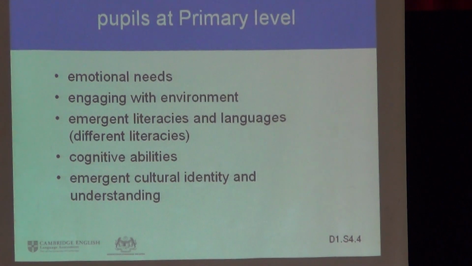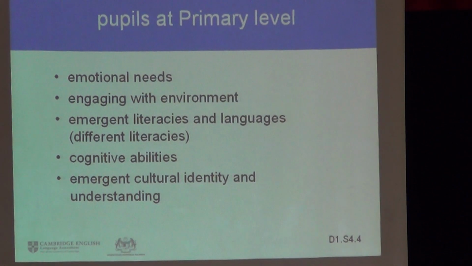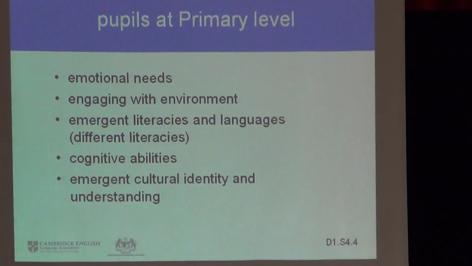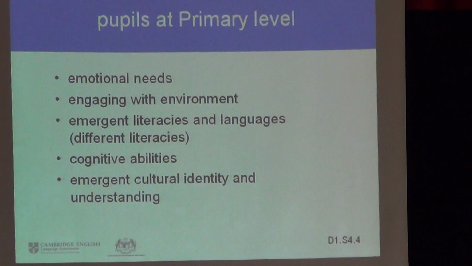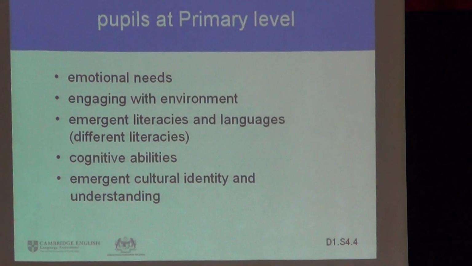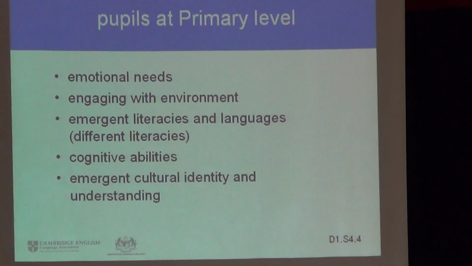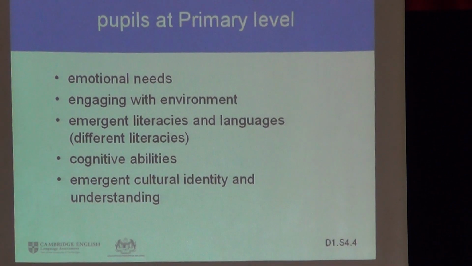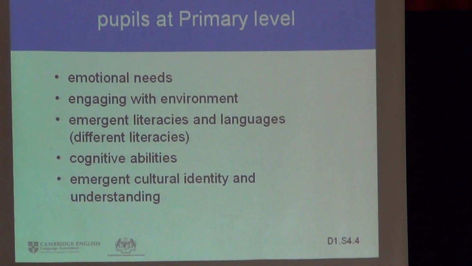So pupils at primary level, especially lower primary pupils, year 1 and year 2, have emotional needs. They need to engage with the environment. They have different literacies and cognitive abilities. They also have different cultural identity and understanding. So that's why we need to support and help our pupils.